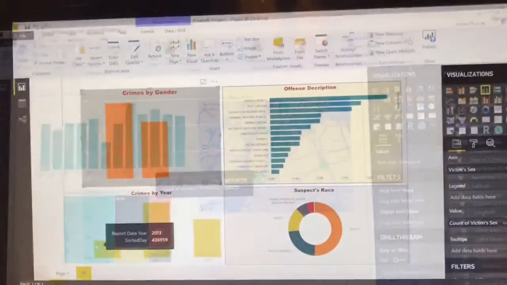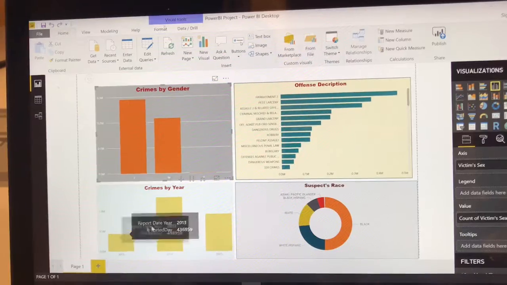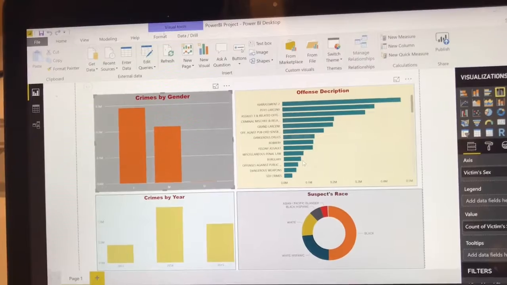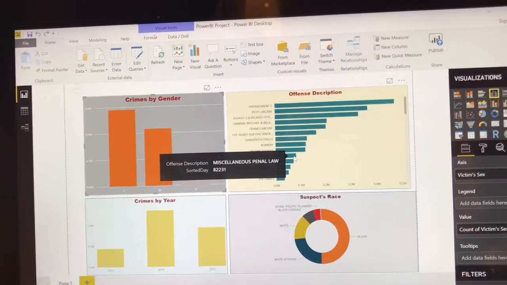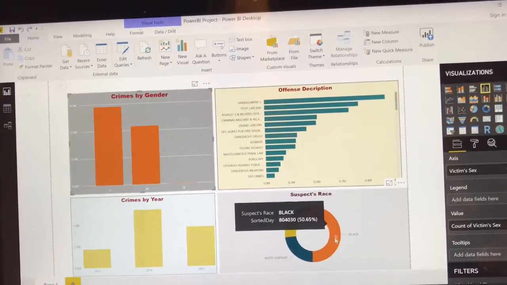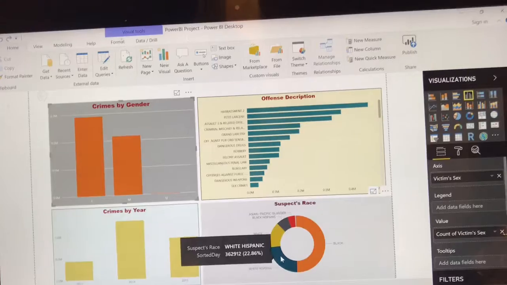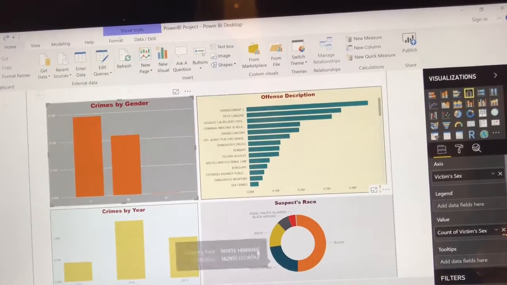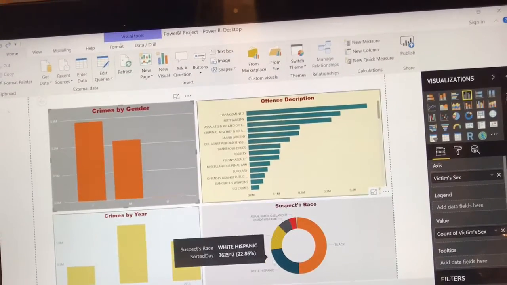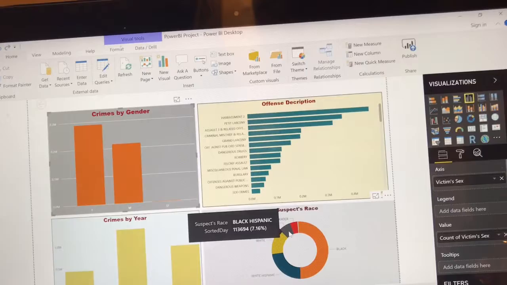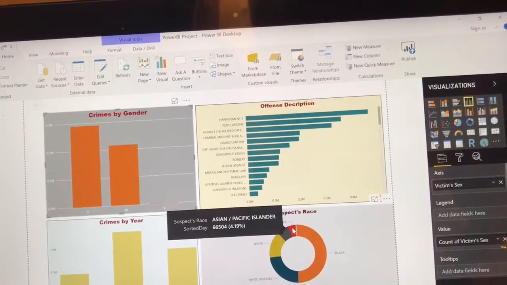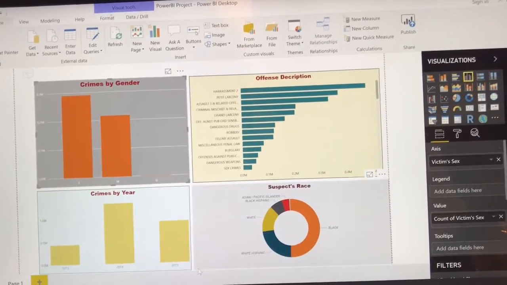200,423 crimes. And for our next visual, our question was how many crimes were burglaries? And here, burglaries are ranked 11 out of 14 for most common crimes. And for our next question, we asked what races were the suspects? And we have black leading with 50%, and then white Hispanic with 22.86%, and then following that is white, which is 14.75%. And then after that is black Hispanic, which is 7.1%. And then finally is Asian, which is 4.19%. And that concludes our visualizations.